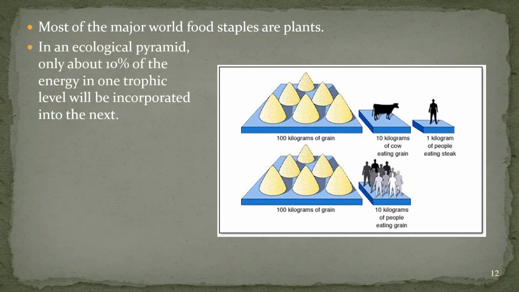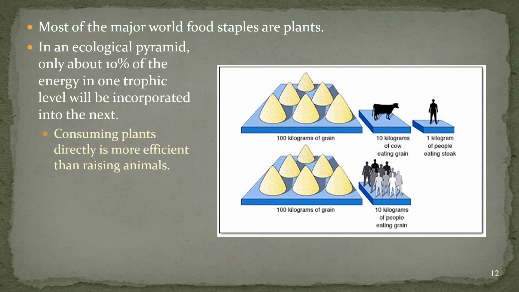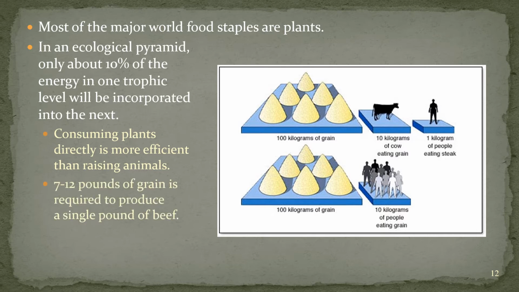In an ecological pyramid, only about 10% of the energy in one trophic level will be incorporated into the next. So consuming plants directly is a lot more efficient than raising animals. Now, I personally come from a beef cattle background, so stay with me if you are uncomfortable with where this conversation is going. About 7 to 12 pounds of grain is required to produce a single pound of beef.